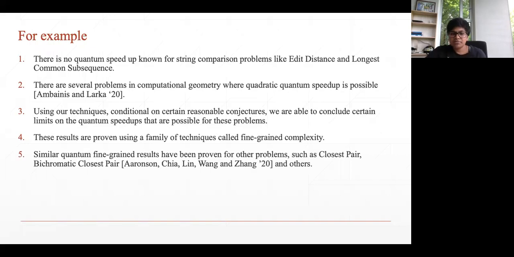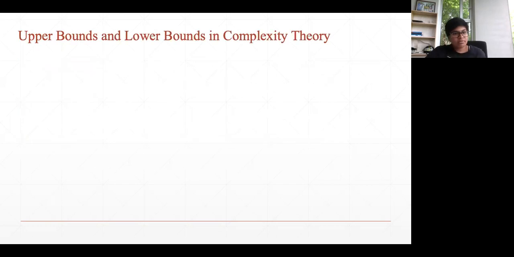Also let me point out that this technique of quantum fine-grained complexity is not new to our papers alone. Results similar to this have been given for closest pair and bichromatic closest pair by Aronson et al. in 2020. Now, let me begin the technical part of the talk.